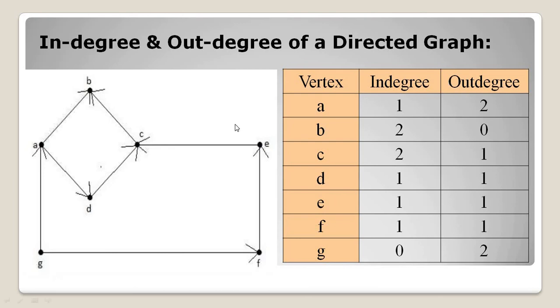Here we have the vertices A, B, C, D, E, F and G. This particular graph we call a directed graph. For A, the in degree is 1, and for the out degree, we have A to B as well as A to D. In that case, the out degree of vertex A is 2. Same for B, the in degree is 2 and out degree is 0. For C, the in degree is 2, out degree is 1. So like that we calculate the in degree as well as the out degree of the vertices.